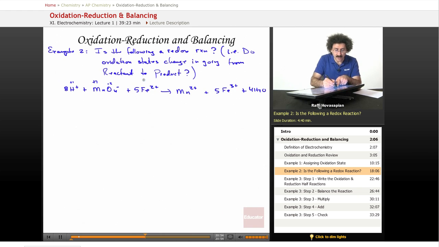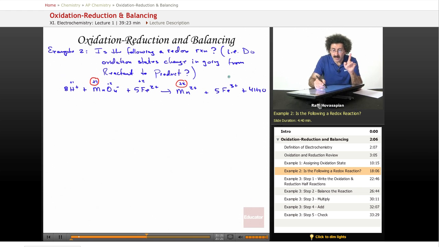Iron, well, the oxidation state is +2. Here, manganese, the oxidation state is +2. There you go. Manganese has gone from a +7 oxidation state to a +2. The oxidation state on manganese has changed. It doesn't matter that here it's with a compound, here it's alone. That doesn't matter. That's just chemistry.